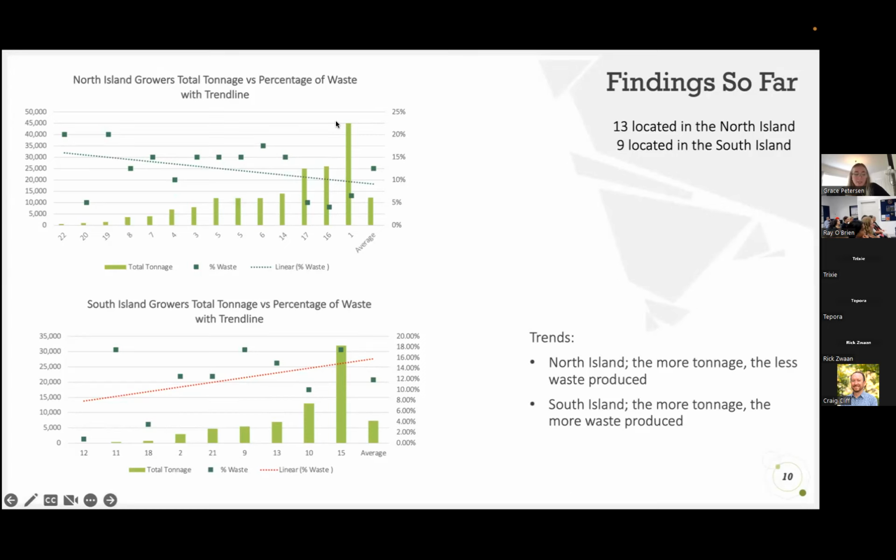So from the 22 growers that have been interviewed so far, 13 are located in the North Island and 9 in the South Island. The current trend lines have shown growers located in the North Island produce less waste as the tonnage is increased, whereas in the South Island, we're seeing the opposite trend where more waste is equating from smaller growers.